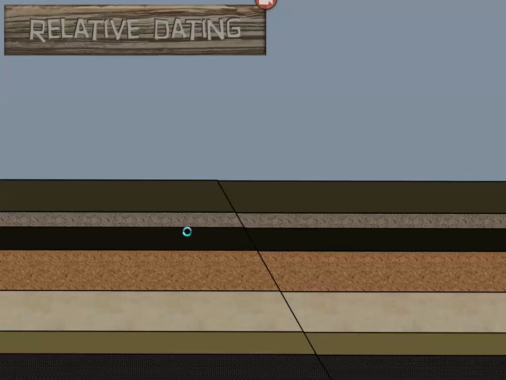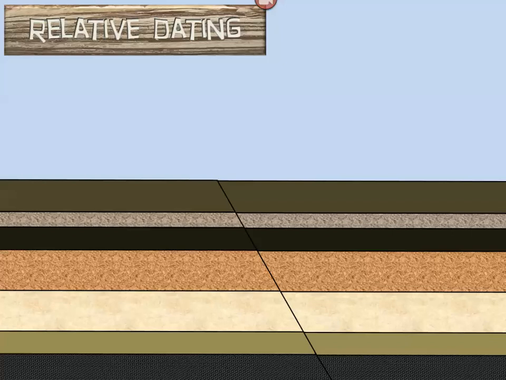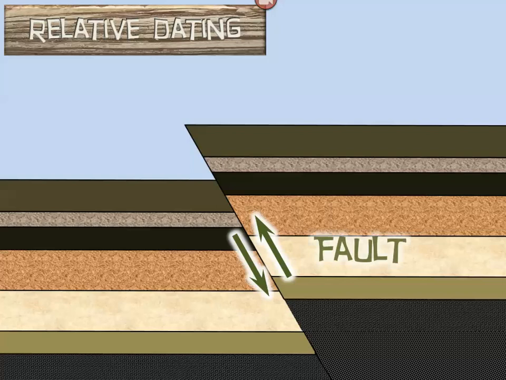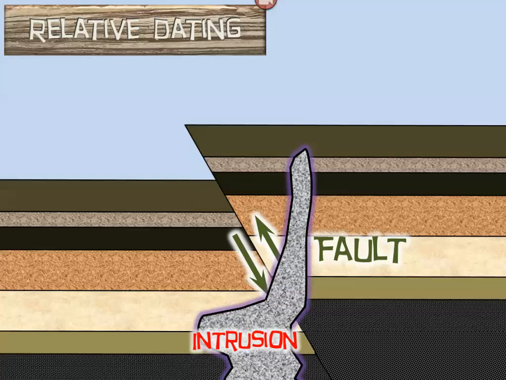So how does a fault work? Well, here's an animation. You've got all these sedimentary layers, and as that block is shoved against the other block, it slides along that crack called a fault, and you end up with those layers offset. Now, other things can happen, like an igneous intrusion might cross right over that fault and cool into granite.